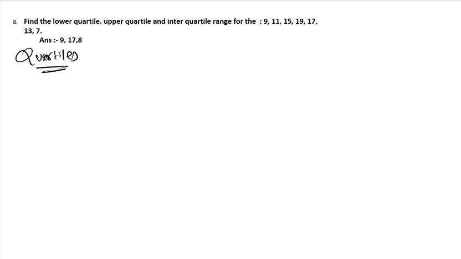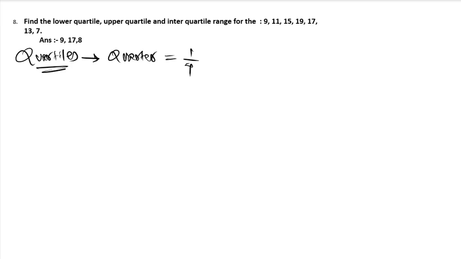Quartiles are those values of the variate. Variate means your observations or variables, which divide the total set of data in 4 equal parts. So the word quartile has been derived from the word quarter. Quarter means 1/4. Okay. So how many quartiles are there?